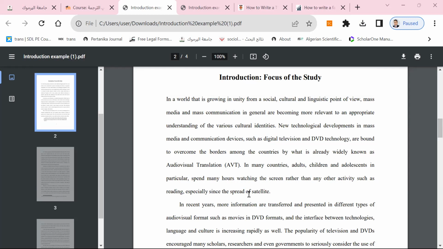Let me remind you. We said that when we start our introduction, we should write 2 to 3 or 4 sentences about the topic in a general way, in order to introduce our readers to the main topic. Look here: in a world that is growing in unity from a social, cultural, and linguistic point of view, mass media and mass communication in general are becoming more relevant to an appropriate understanding of the various cultural identities. Look at this sentence here. This is a general sentence, right?